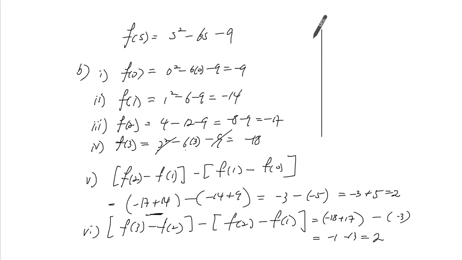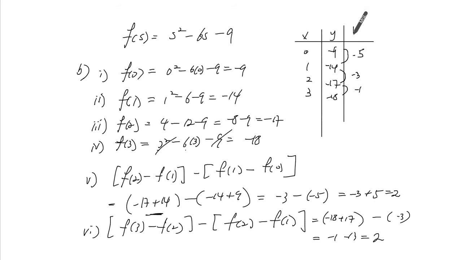So this is the table of values from 0 to 3. Here's x, here's y. So 0, 1, 2, 3, and we got negative 9, negative 14, negative 17, and negative 18. And this right here is f at 1 minus f at 0, which we found to be negative 5. And this is f at 2 minus f at 1, which we found to be negative 3. And this is f at 3 minus f at 2, which we found to be negative 1. This is the first difference.